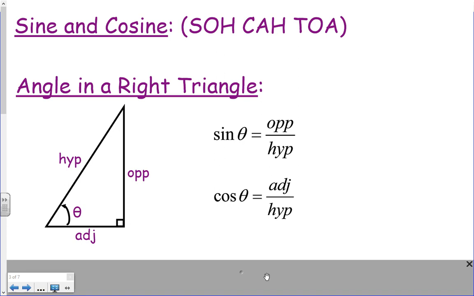And it turns out then, again, this is what SOHCAHTOA tells us here, is that the sine of theta is equal to the ratio of the opposite side over the hypotenuse. The opposite side divided by the hypotenuse gives you the sine of your angle. And the cosine of your angle, theta, is equal to the adjacent side over the hypotenuse. Again, that's the CAH part of SOHCAHTOA.